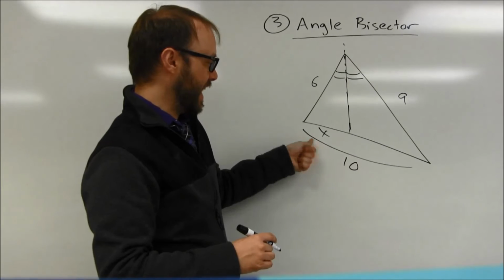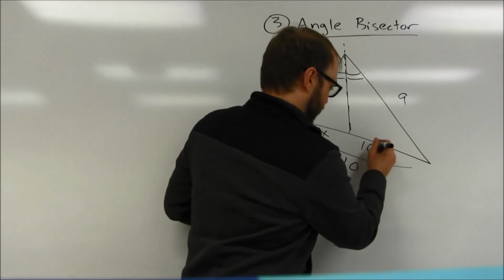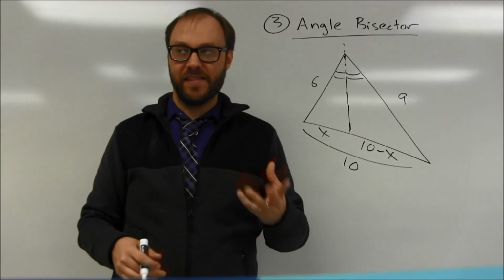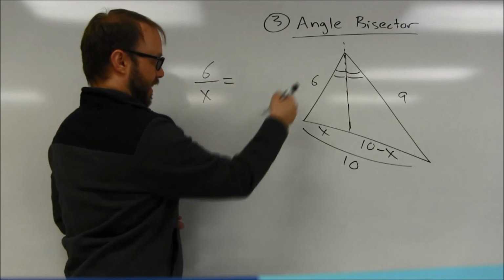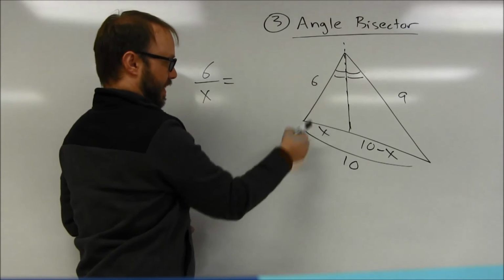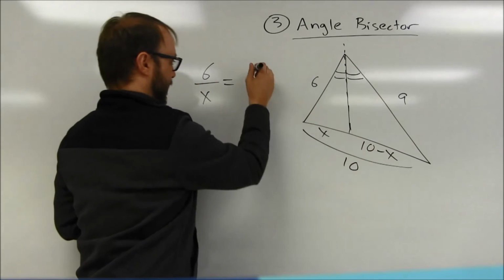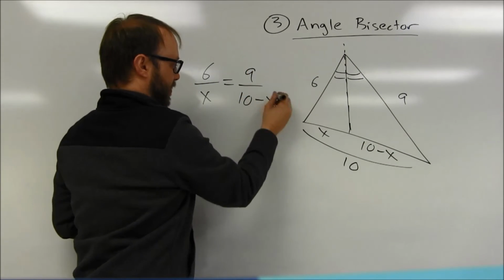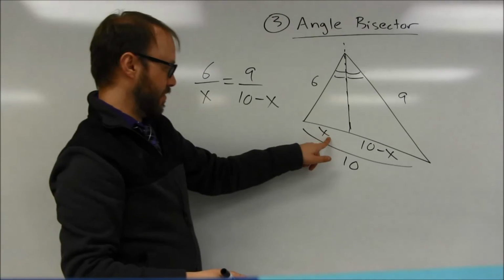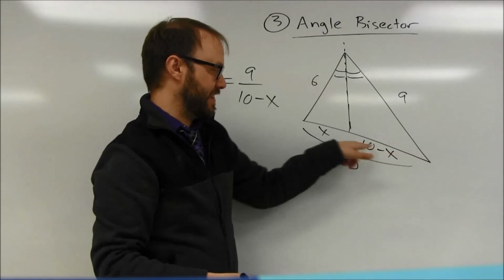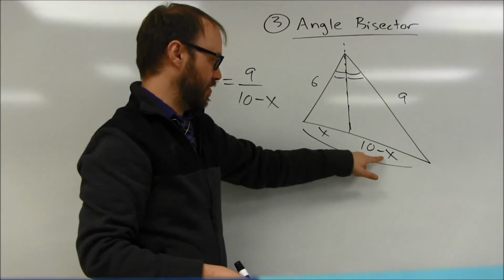This whole segment's 10, this piece is x. Subtract that part right there. You can write that as 10 minus x, and you can end up with 6 over x, basically the left-hand ratio equal to the right-hand ratio. If you cross multiply and solve there, you should end up finding out that x is equal to 4, and that'll make this side over here equal to 6 when you substitute a 4 in for x.